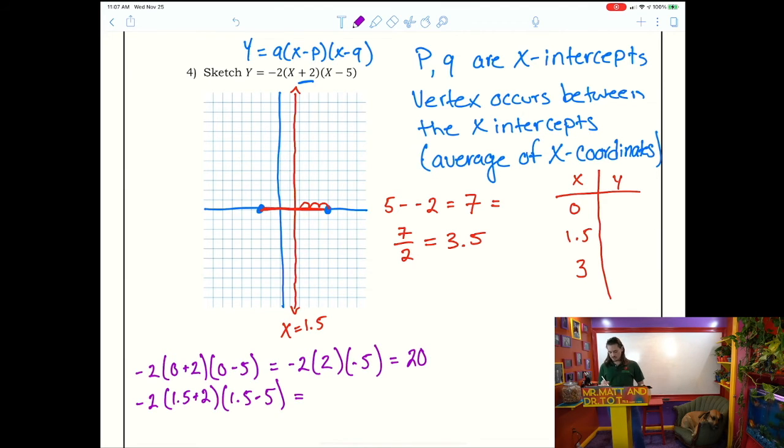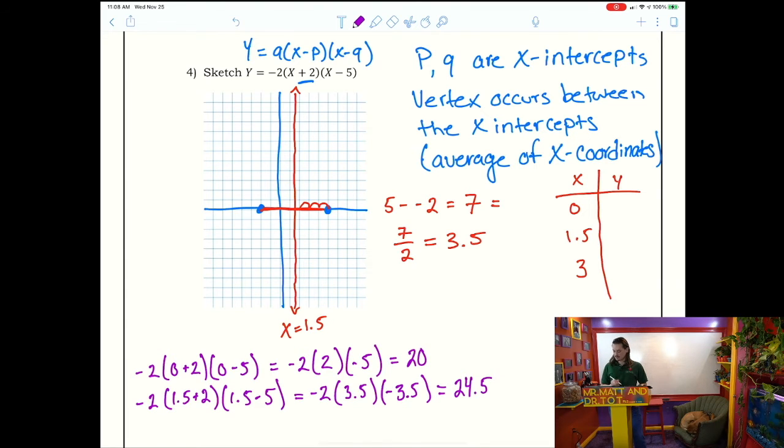1.5 plus 2 is 3.5, so I'm going to have negative 2 times 3.5. 1.5 minus 5 is going to be a negative 3.5. Let me just confirm that. Yep. So minus negative 3.5. So negative 3.5 times 3.5 times a negative 2 is going to give me a positive 24.5.